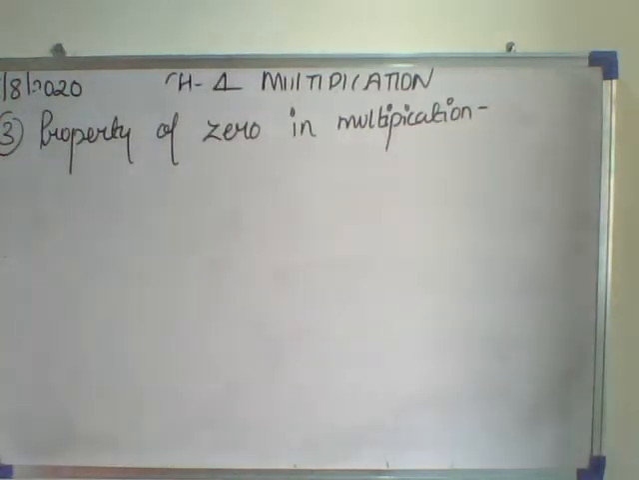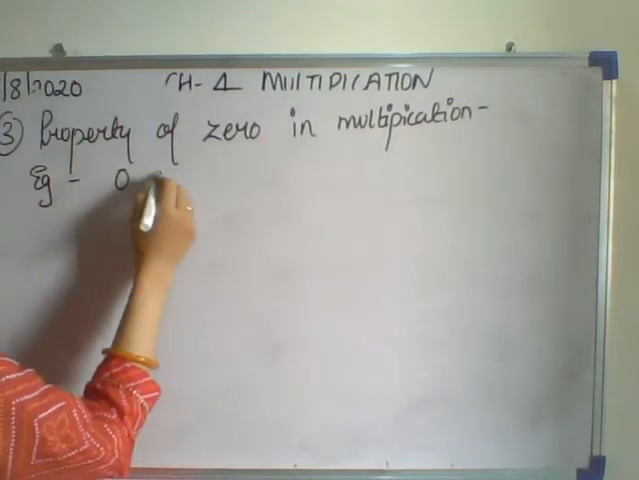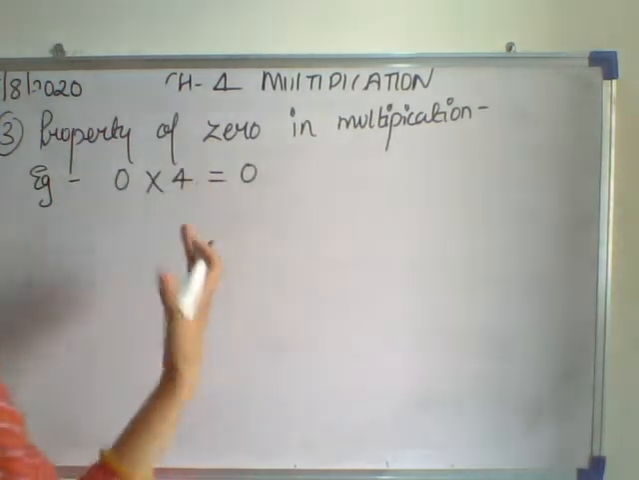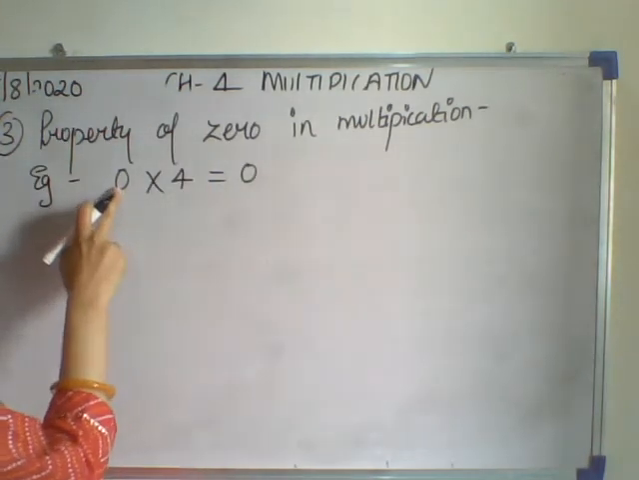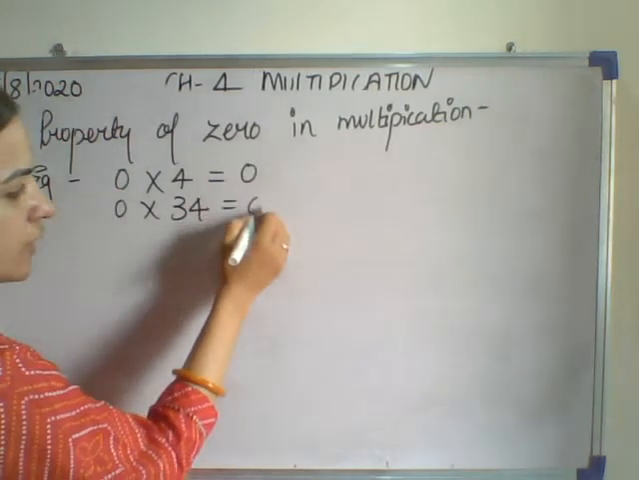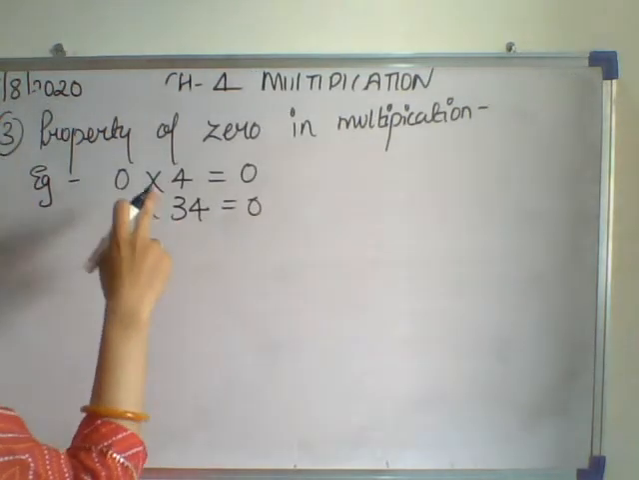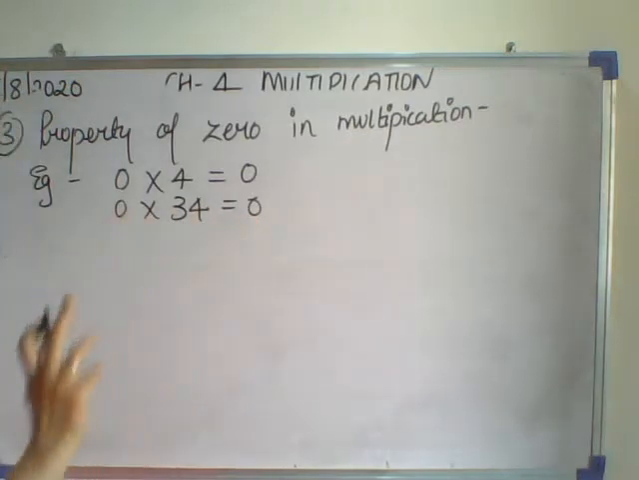So if 0 is one of the factors, the product is 0. For example, if I take any number, 0 multiplied by 4, the answer will be 0. No matter whatever number you take, if one factor is 0, the answer will remain 0. If I take 34, the answer will be 0. If I take any number, 75, 84, 16, the answer will remain 0.